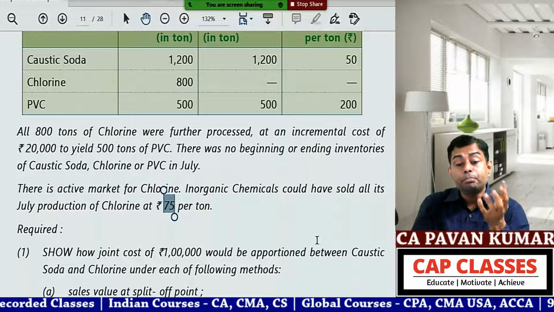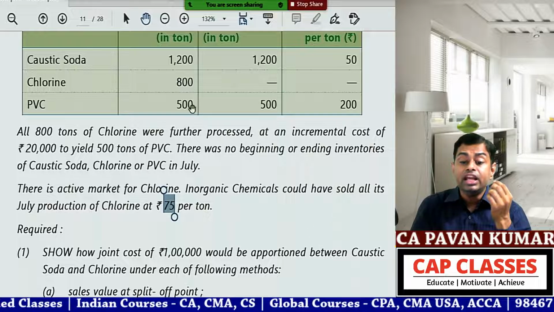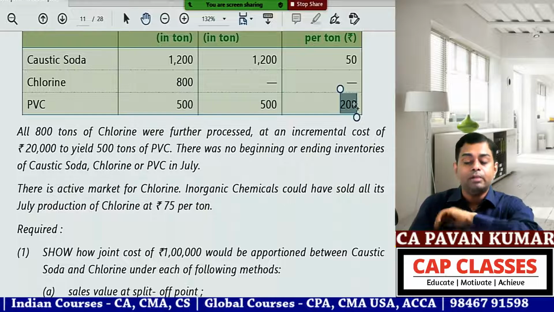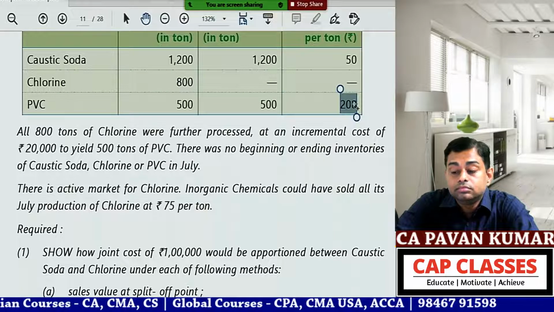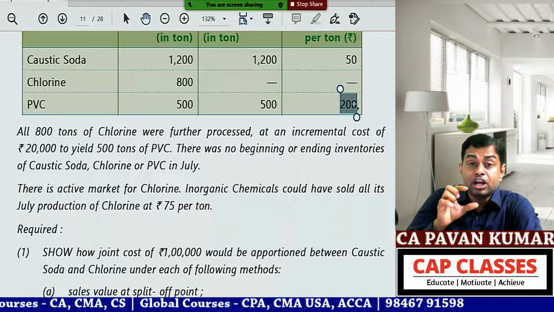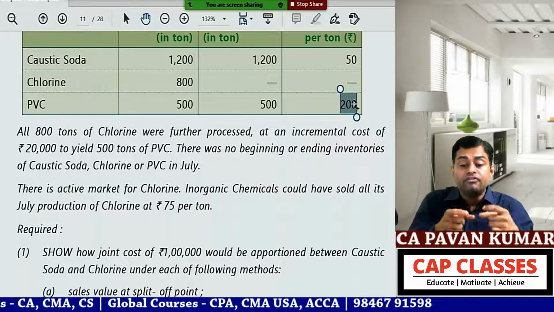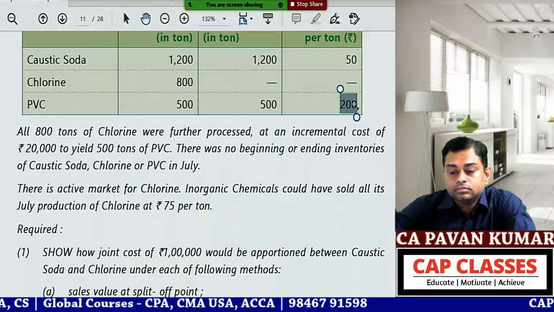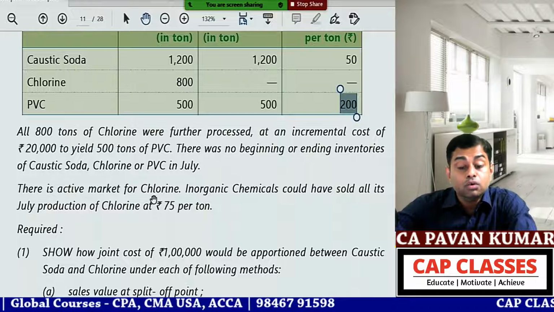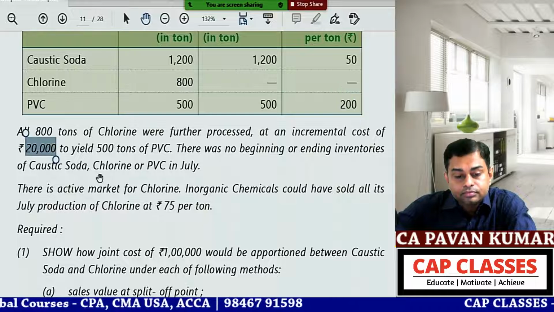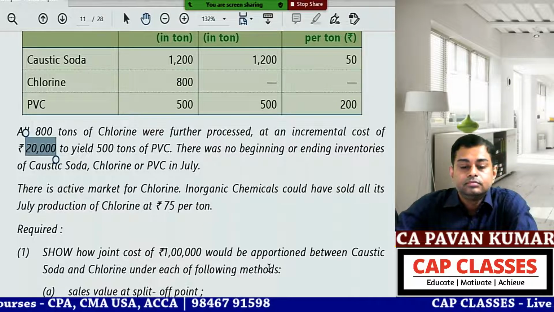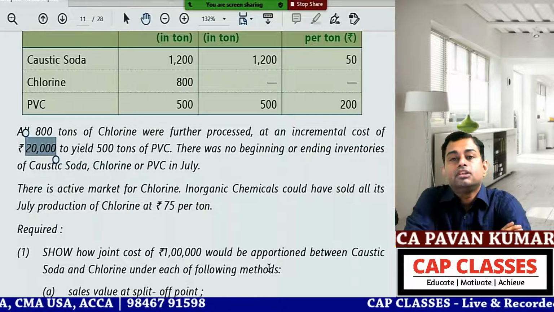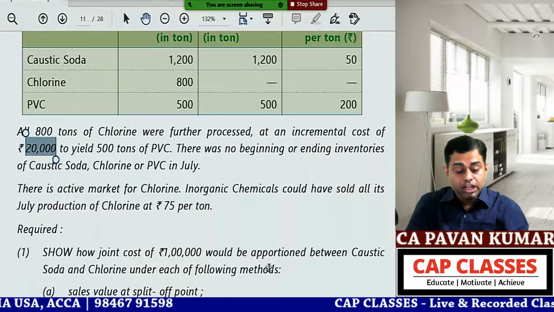Now, if you process it further, how many units of PVC you are getting? 500. What is the selling price? 200. Can you calculate and tell me how much it is? 1 lakh. So, because of processing chlorine further into PVC, what is the value addition? 40,000. Very good. Correct? So, what is the processing cost? 20,000. So, will you process it further or no? Yes, sir. Yes, we have to process it further.